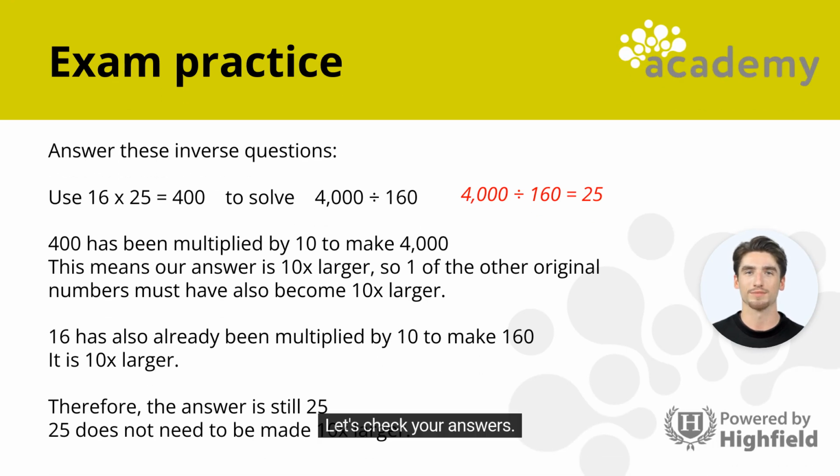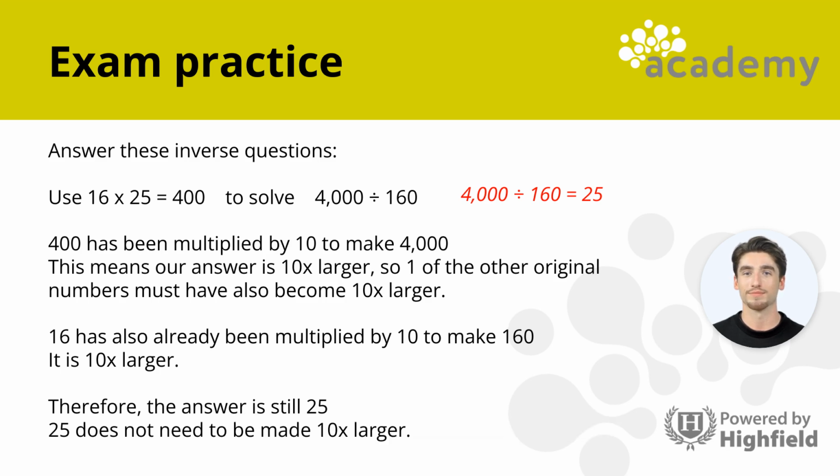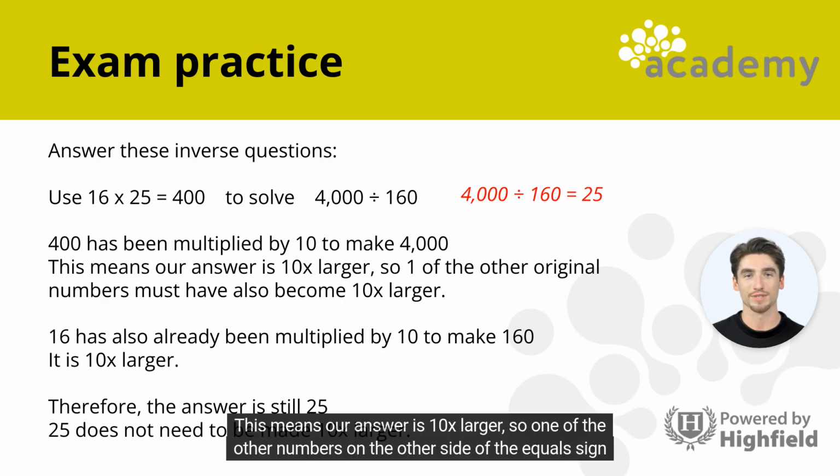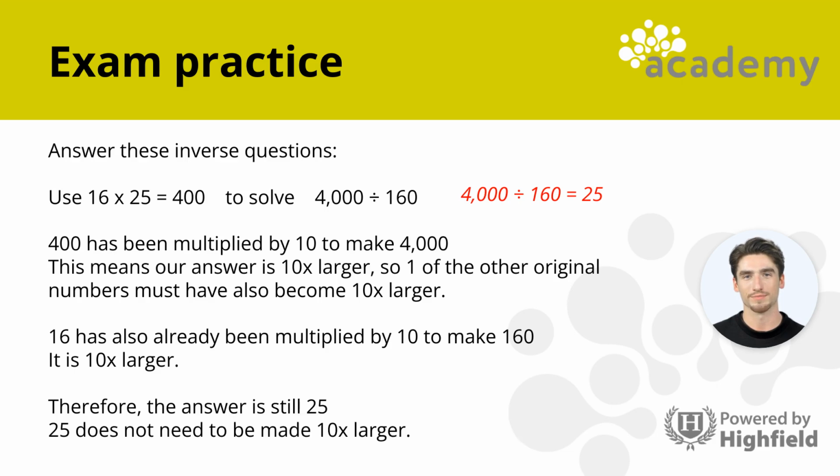Let's check your answers. 4,000 divided by 160 equals 25. The original number, 400, has been multiplied by 10 to make 4,000. It has one extra place holder, or 0. This means our answer is 10 times larger, so one of the other numbers on the other side of the equals sign must also have become 10 times larger.